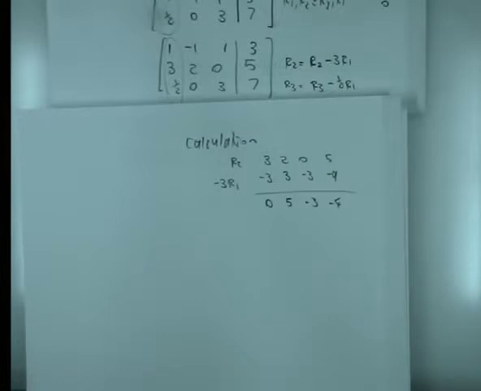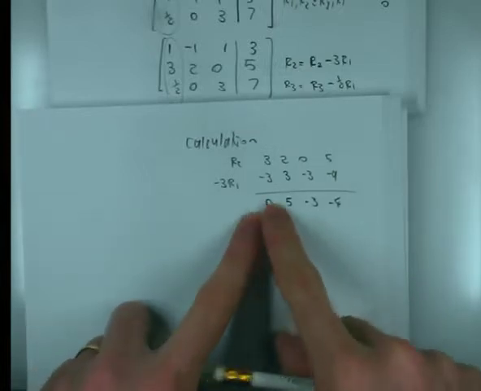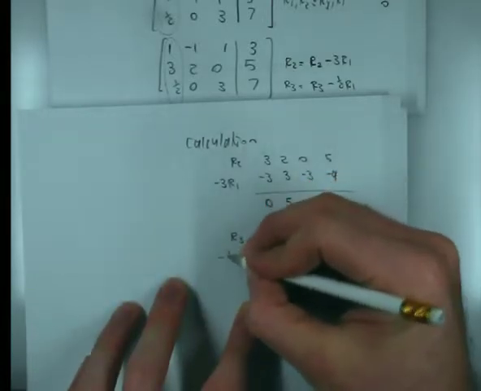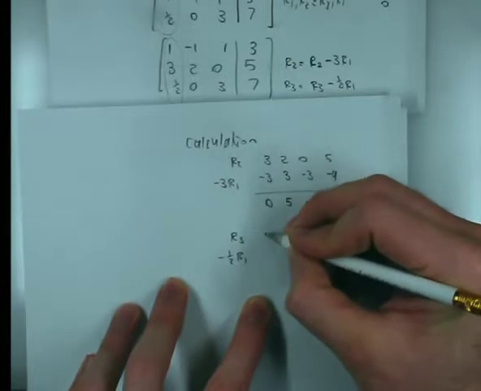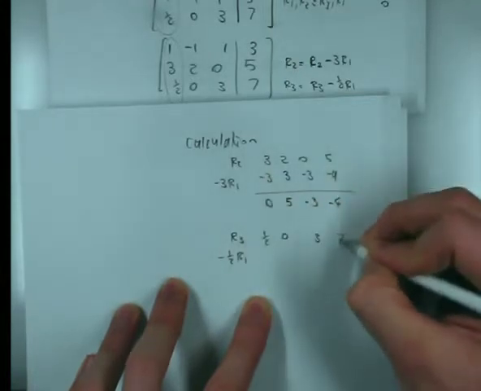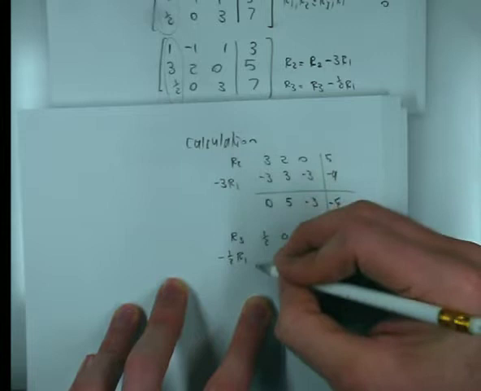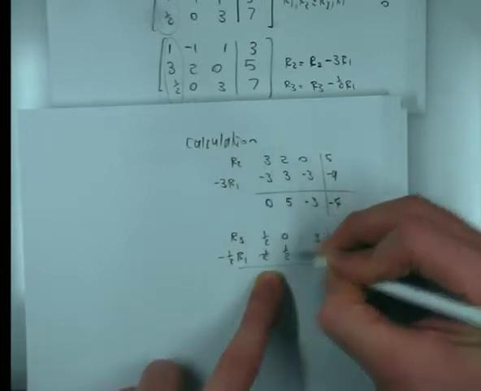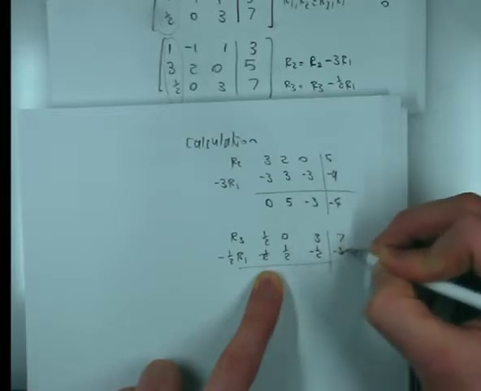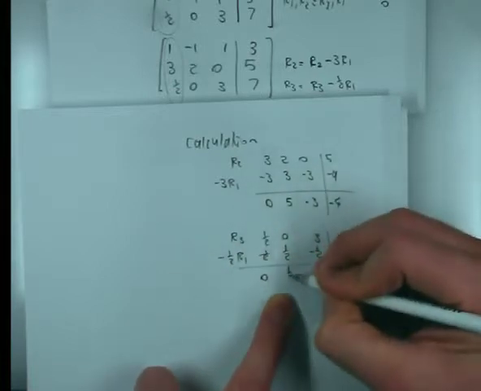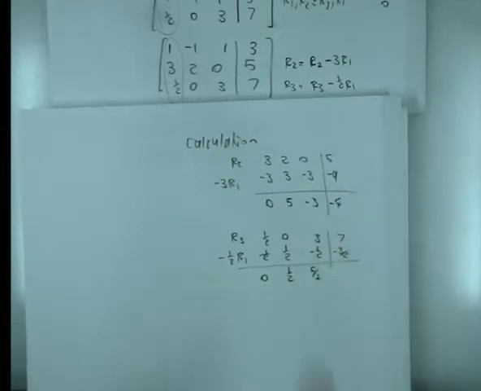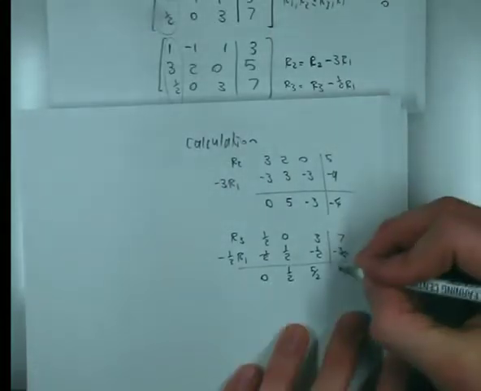And so what this is telling me is I'm going to replace my old row 2 with this. And I could also do my row 3 minus a half of row 1. And that is 0, and that's a half, and 3 minus a half would be 2 1/2, which would be 5 halves, and 7 minus 3 halves would be 5 1/2, which would be 11 halves.